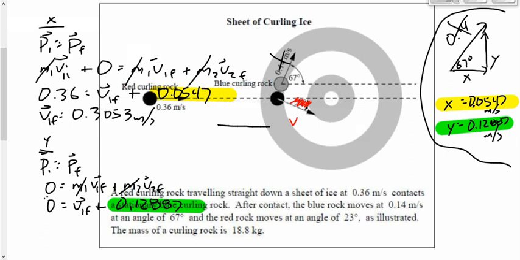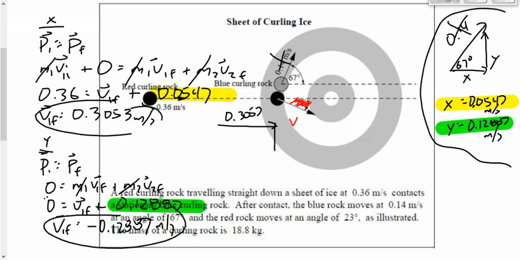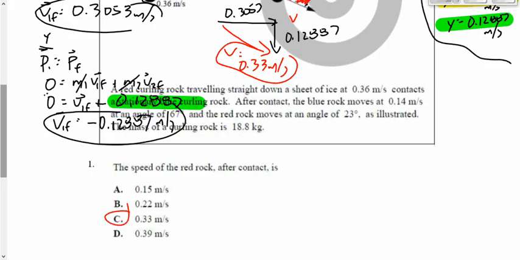Let's try this. There we go. 0.3053. And, oh, what was V1F? Negative 0.12? 0.3053 to the right, 0.12887 down this way. What do we end up getting there? 0.33. Answer C. Good.